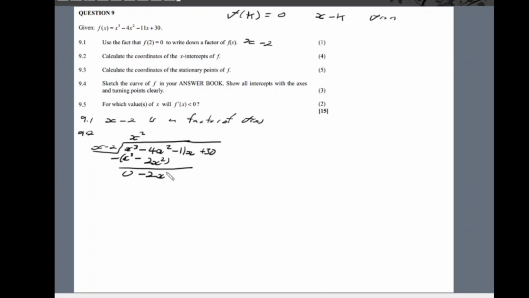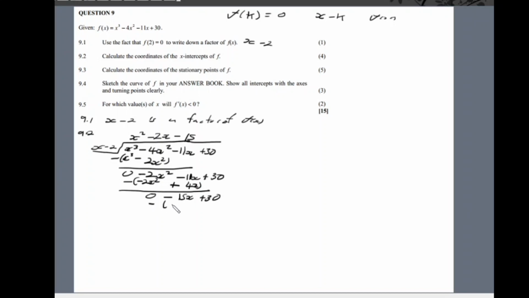And then I'll subtract x cubed minus x cubed is 0, minus 4x squared plus 2x squared is minus 2x squared, right? And then I'll bring 11x down with the plus 30, and then I'll divide minus 2x squared by x to get minus 2x, and then I'll multiply x minus 2 with minus 2x. I'll get minus 2x squared, that's plus 4x, right? And then I subtract: minus 2x squared plus 2x squared is 0, minus 11x minus 4x is minus 15x, and then I'll bring down the 30, and then I'll divide minus 15x by x to get minus 15, and then I'll multiply x minus 2 with minus 15 and subtract.